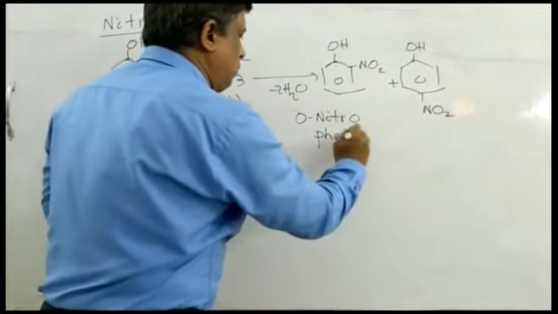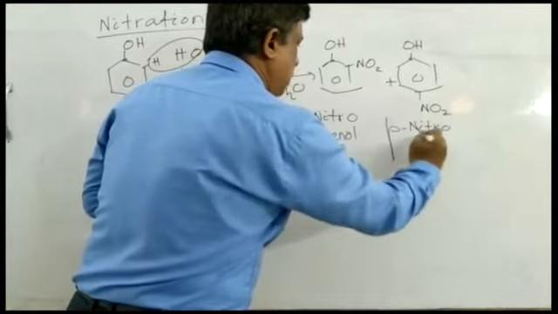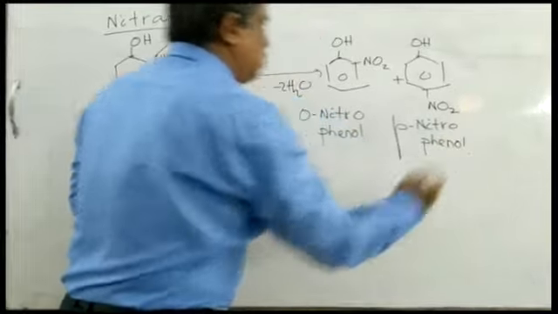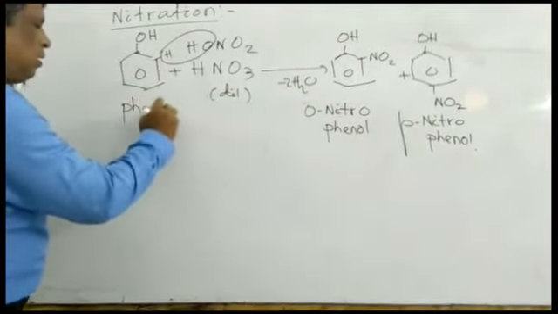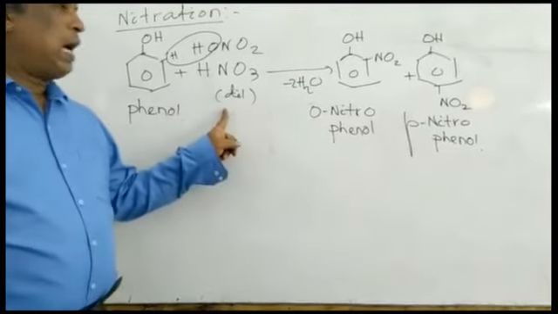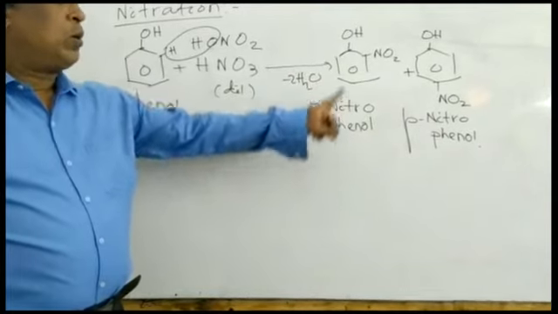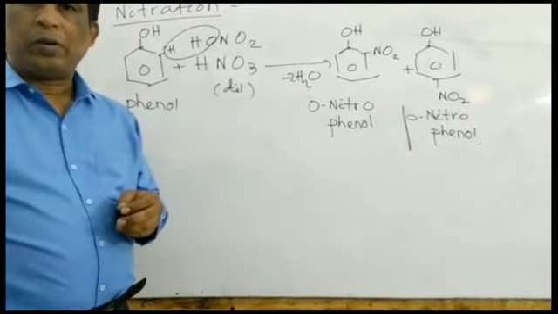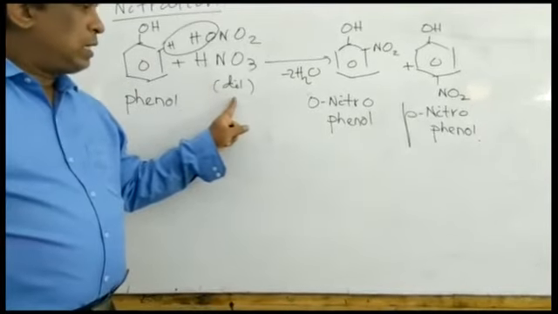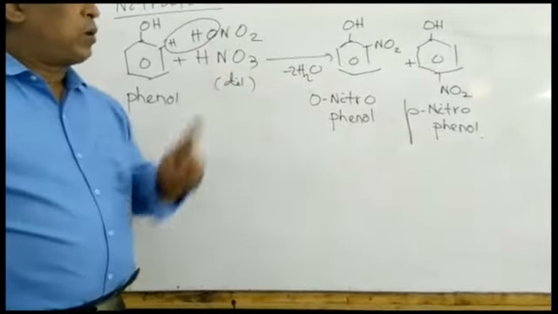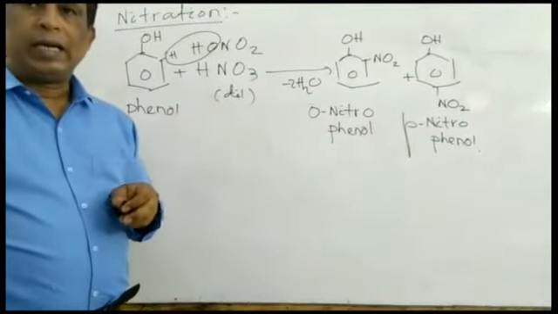Here, the p-isomer is the major product. I will say again, when phenol is treated with dilute nitric acid, a mixture of o-nitrophenol and p-nitrophenol is formed. On the other hand, when phenol is treated with concentrated nitric acid, a single product is formed, that is 2,4,6-trinitrophenol.